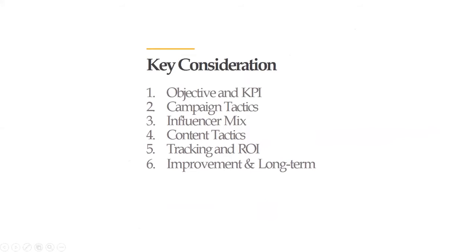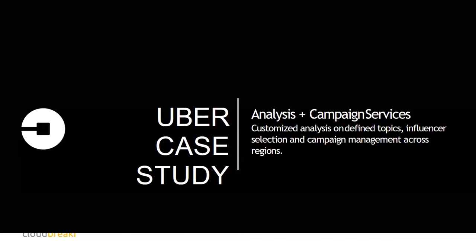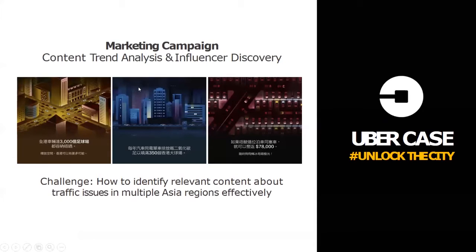And there's a key consideration of using the correct influencer, like they have to achieve your KPI or how they can bring long-term improvement. For example, like the Uber case study. What is the analysis and campaign service we have done before? There's the customer analysis on defined topics, influencer selection, and campaign management across the region. For example, like the content trend analysis and influencer discovery. The challenge: how to effectively identify relevant content about the traffic issue in multiple Asia regions, like in Malaysia and Indonesia, where there are so many cars.